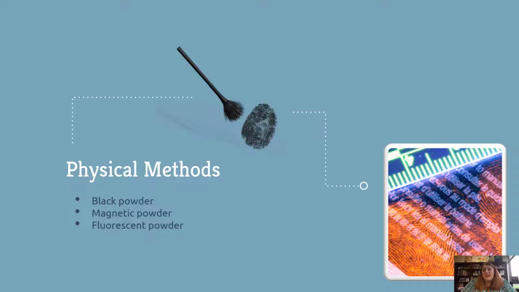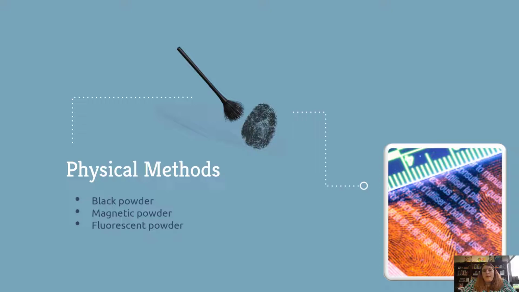This works under the exact same principle as black powder, but they use fine iron particles that can be deposited and lifted using a magnetic wand. Due to the magnetic nature of the powder, the wand does not have to physically touch the surface, which can reduce the potential for damaging delicate fingerprints. Magnetic powder can also be more easily cleaned up because you can use the magnetic wand to remove excess powder from the surface. However, this type of powder cannot be used on magnetic surfaces for obvious reasons.